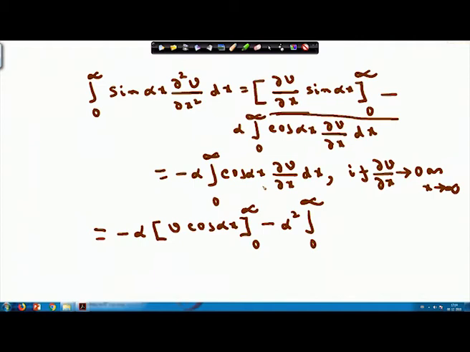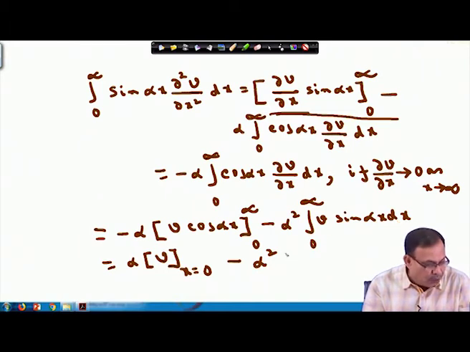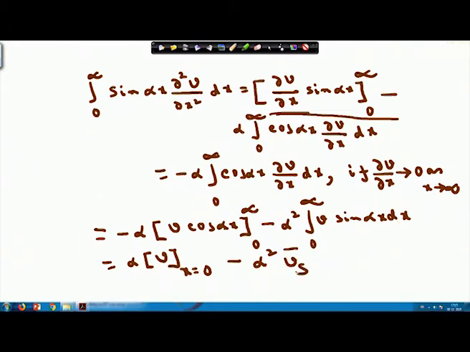This will become v into sin alpha x into dx, and this is equal to, at the lower limit 0, this value is 0, this value is 0. So, I can write this as plus, for the lower limit, alpha into the value of v at x equals 0, minus alpha square into, this is nothing but the Laplace transform of the Fourier sine transform of v, 0 to infinity v sin alpha x dx. So, this will be alpha square into v bar s.